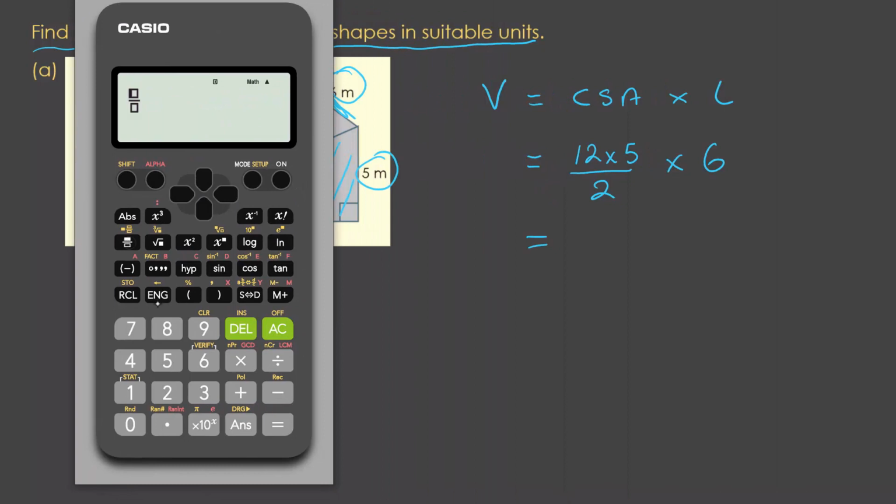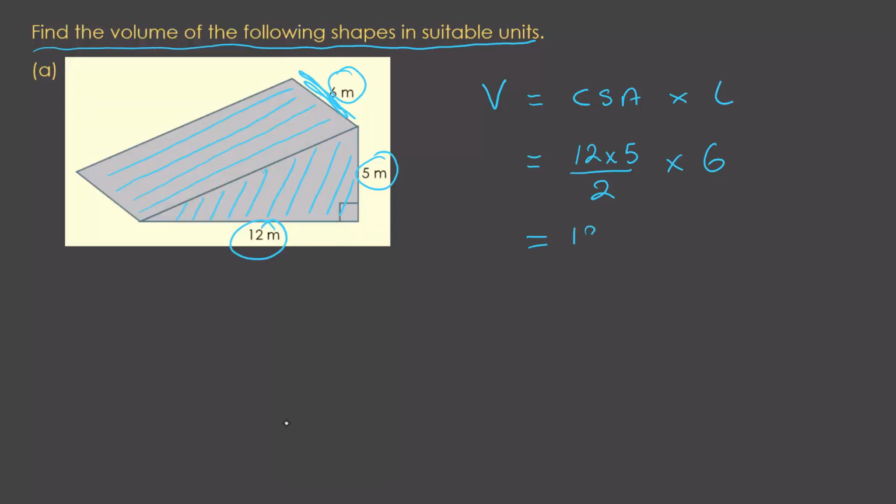So we have 12 times 5 divided by 2 times 6. If you make it look exactly like it does when you've written it down, you can't go wrong. And that is 180, and that time it's in cubic meters.